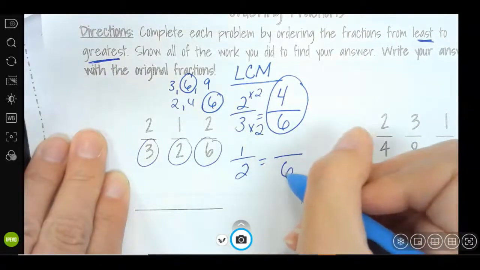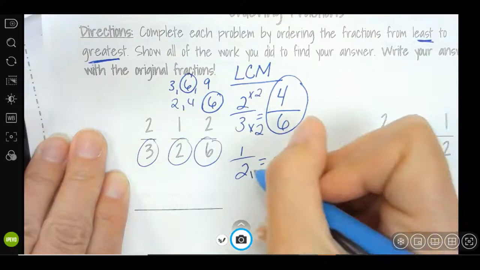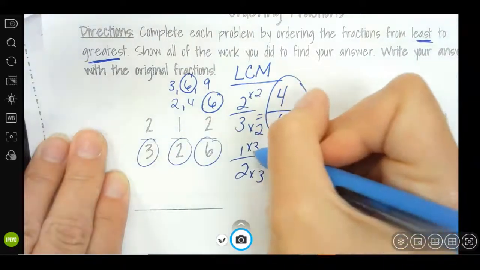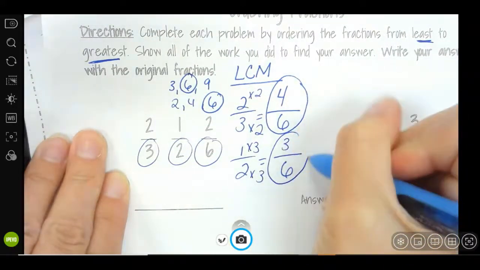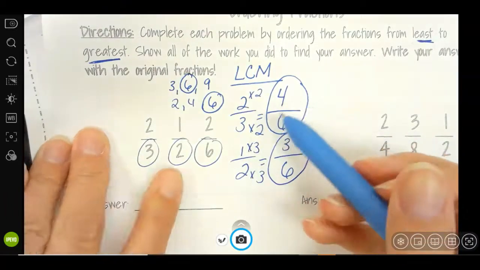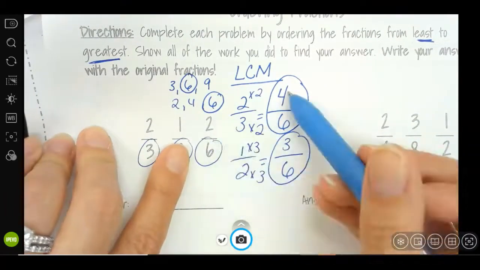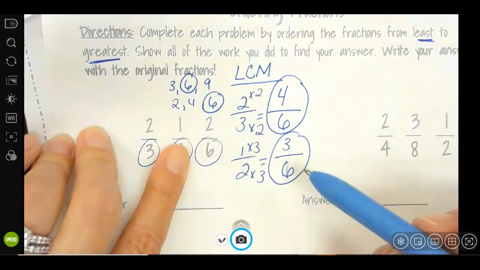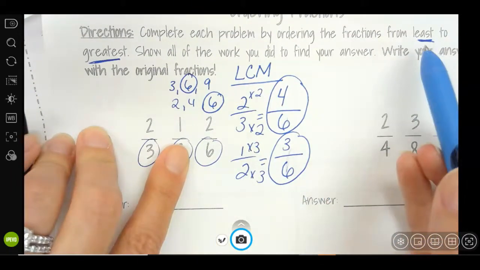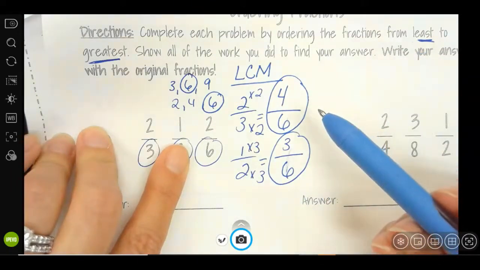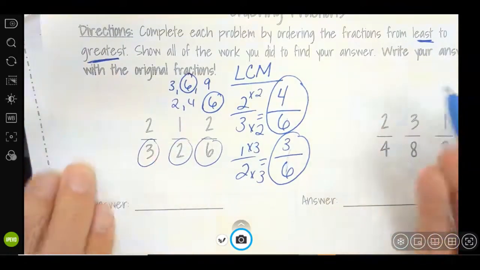How do we go from 2 to 6 here? Multiply by 3. Okay, so 1 times 3 gives us 3. So now these are our final fractions. We have 2/6, 4/6, and 3/6. We have to put them in order from least to greatest. So what was our smallest fraction, Jack? The smallest is 2/6. Okay.